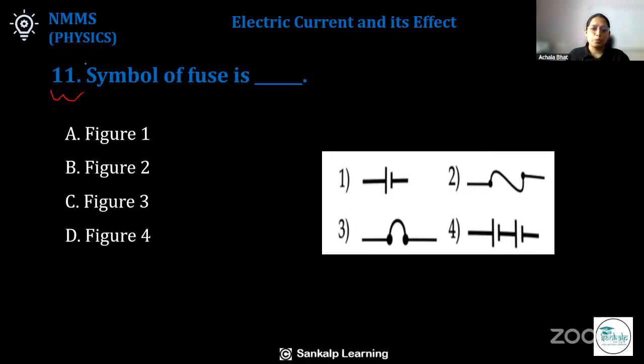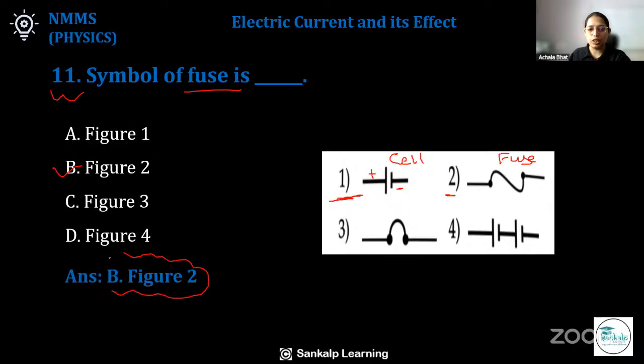Let us see question number 11 of NMMS Physics chapter Electric Current and its Effect. Symbol of fuse is. See, this figure 1 shows symbol of cell. This long line represents positive terminal and short line represents negative terminal of cell. The second one represents, yes, fuse. Therefore, option B is correct. Figure 2 represents fuse. Symbol of fuse is figure 2.